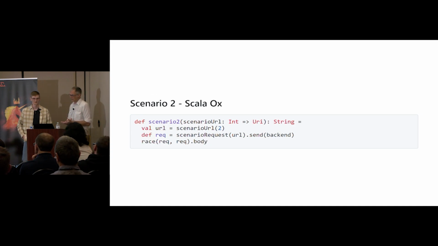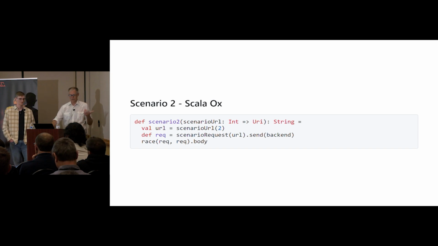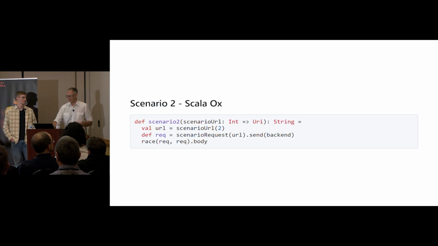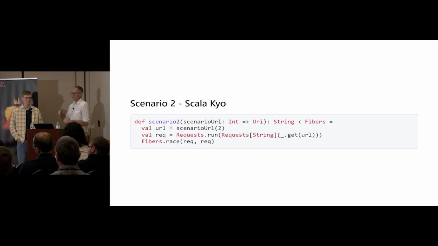Ox, same exact thing as we had before, I'm pretty sure. So it's just the standard race. Also knows about those error semantics, and so cannot fail the race, or chooses not to fail the race if there is a failure. Kio, same thing as scenario 1 as well.